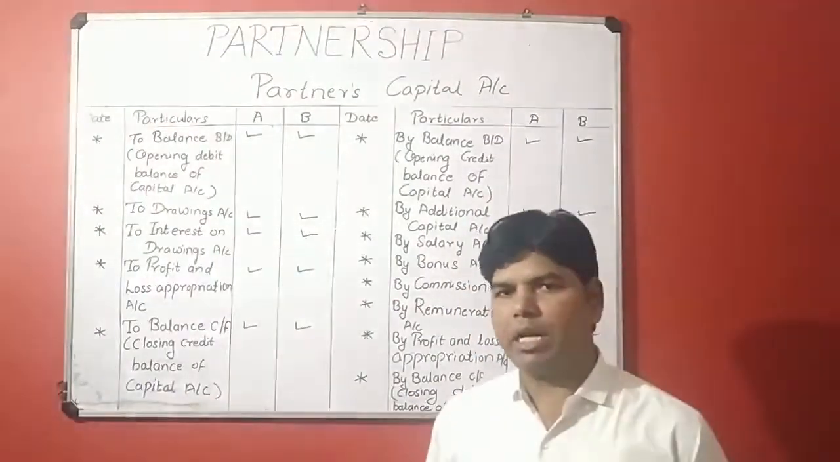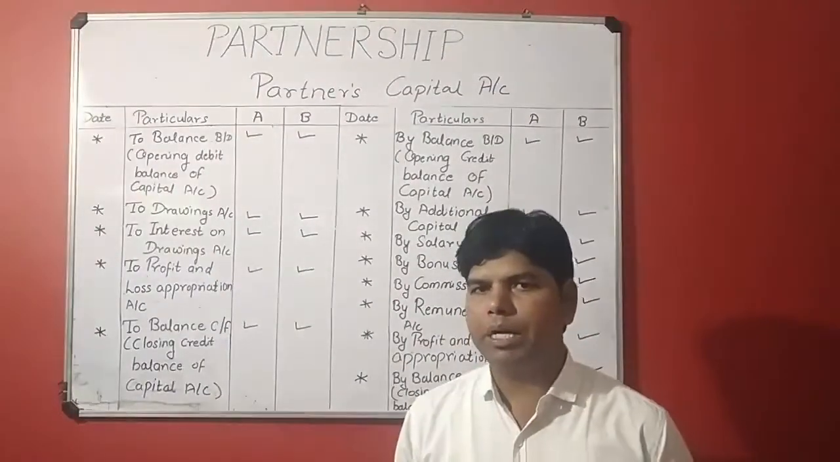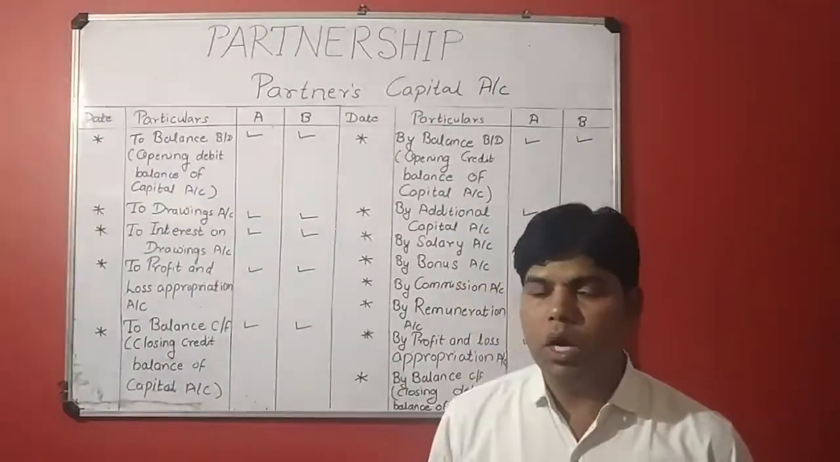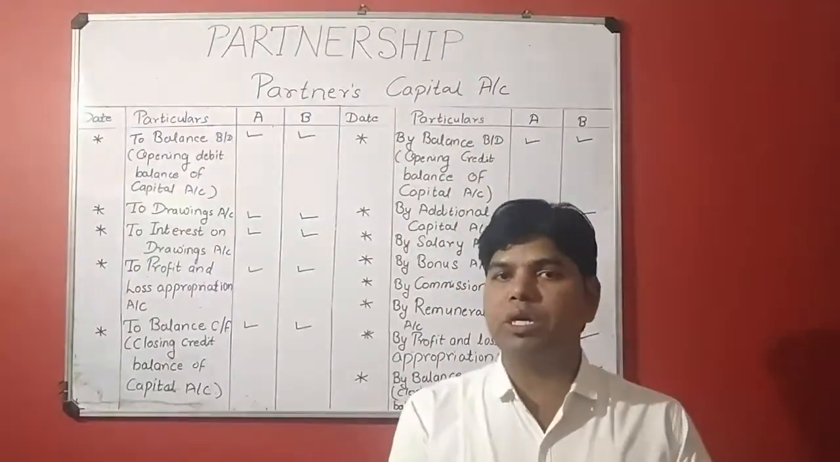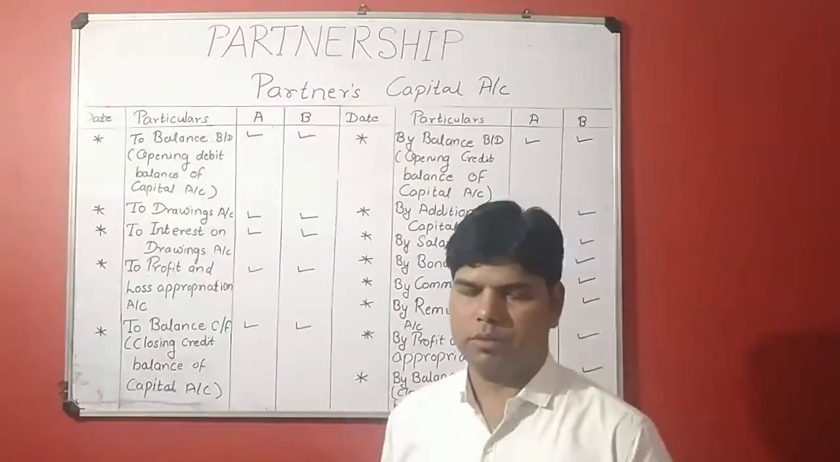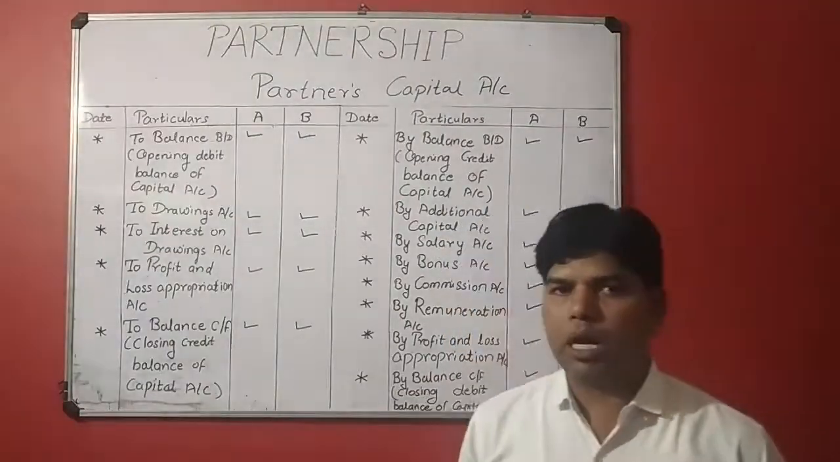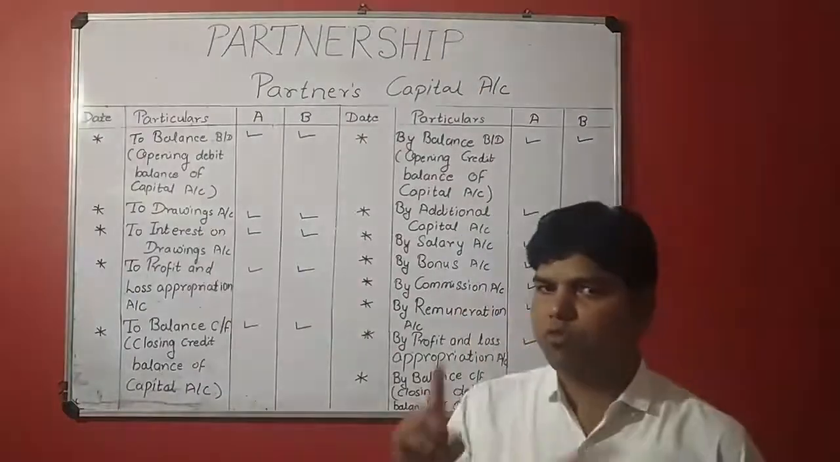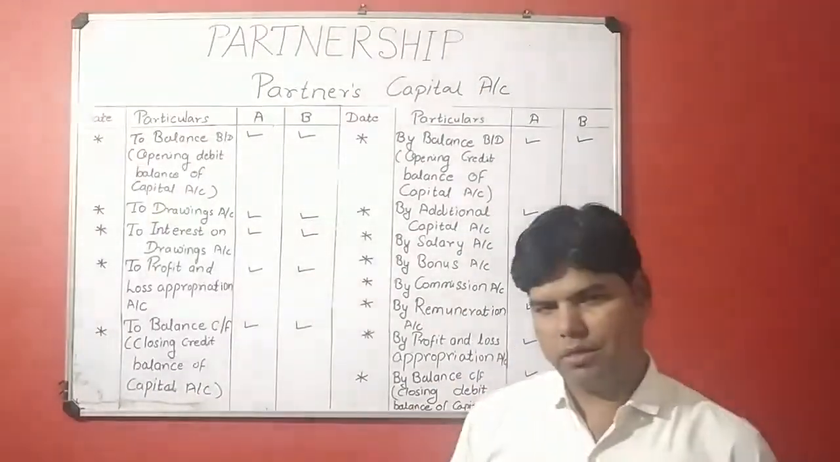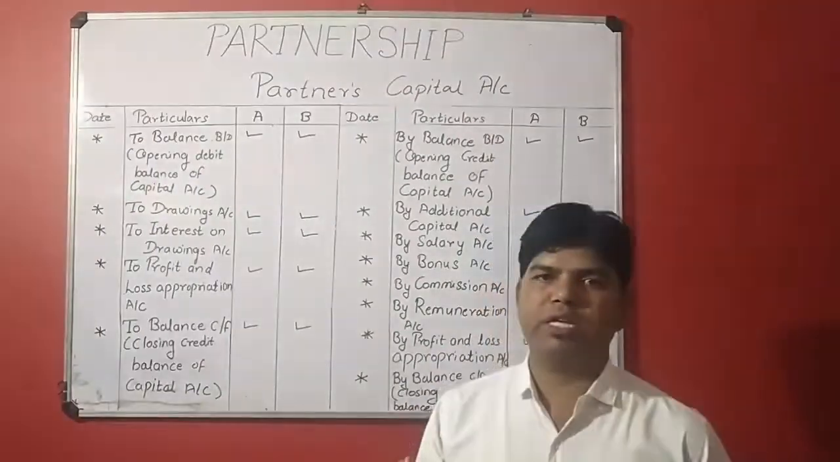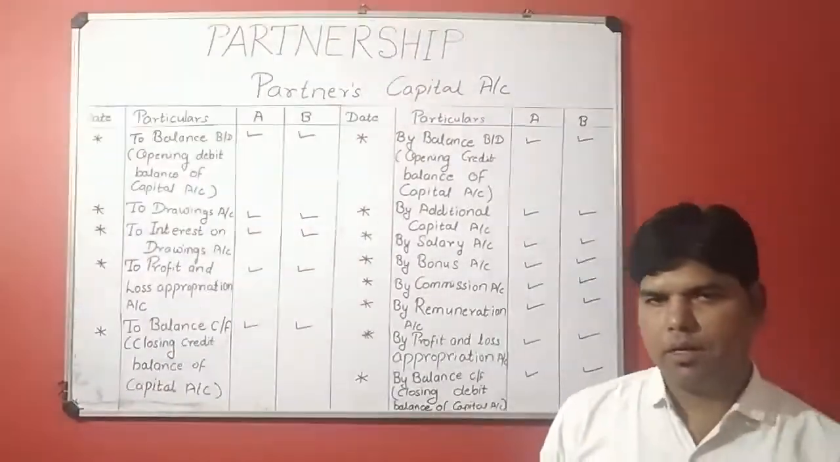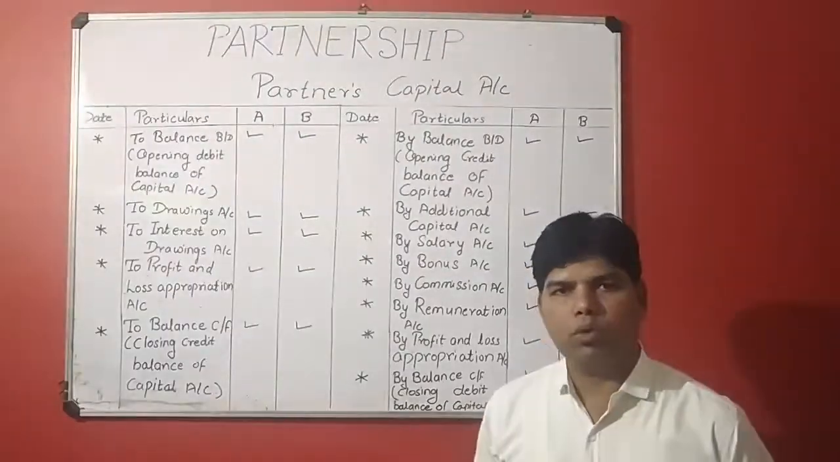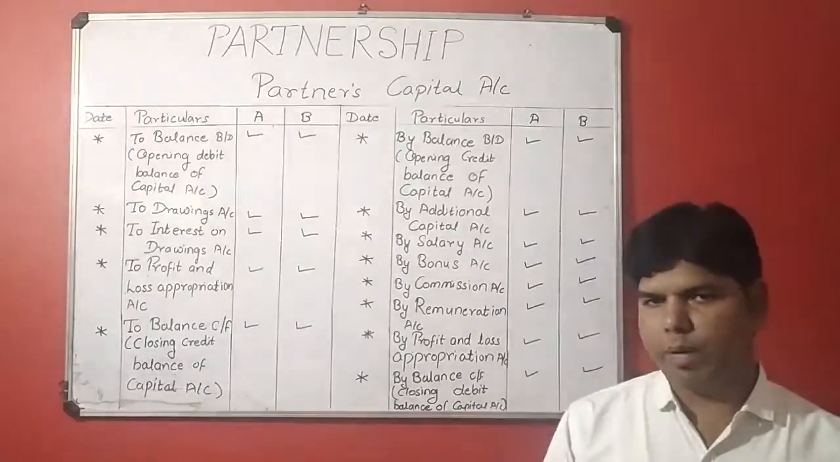Generally, the capital account of the partner is maintained in the books of the partnership firm to record all individual transactions done by the partner. Now, the capital account is maintained by two methods. The first method is the fluctuating capital account method, and the second method is the fixed capital account method. Today we are going to discuss the fluctuating capital account method.